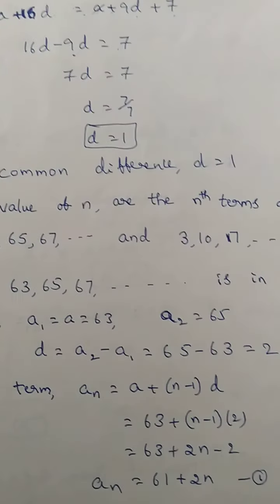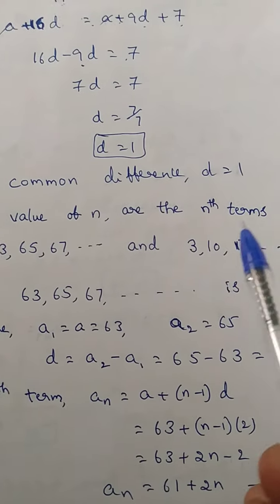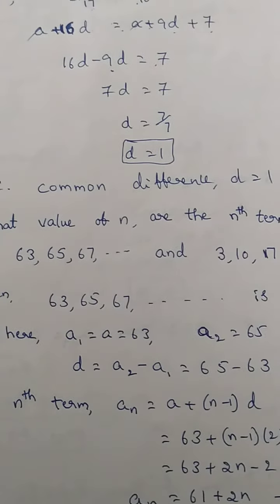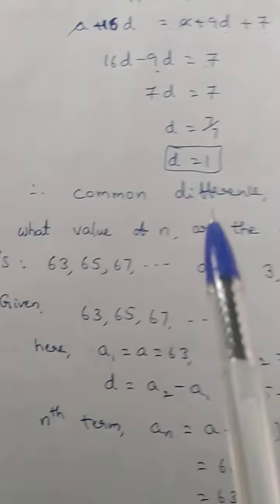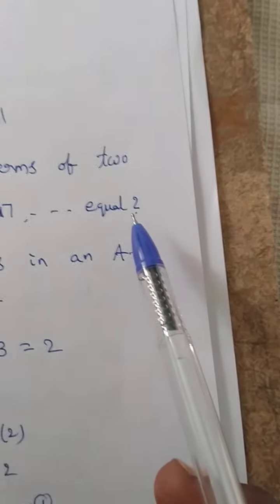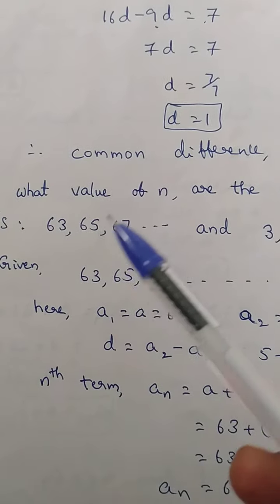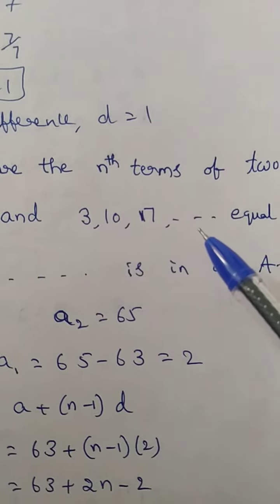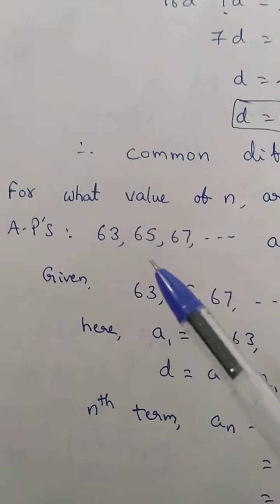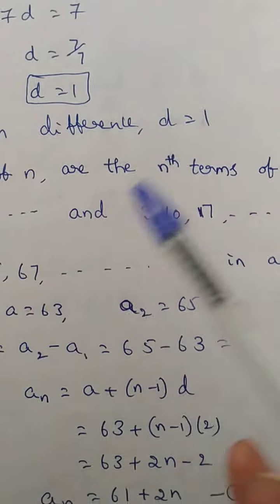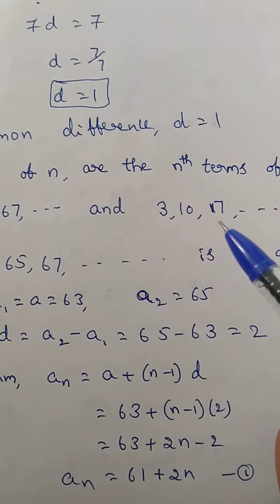In these two arithmetic progressions, one of the terms is equal. Which term is equal in the two arithmetic progressions, we will find here. So there is a question: for what value of n are the nth terms of the two APs equal? One of the terms is to be equal. The meaning here is that the 10th term of this progression may be equal to the 10th term of the other, or the 7th term of this one may be equal to the 7th term of the other. We don't know which term is equal in the two arithmetic progressions.